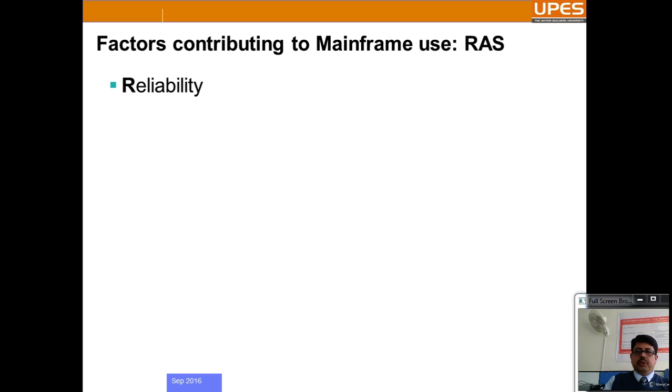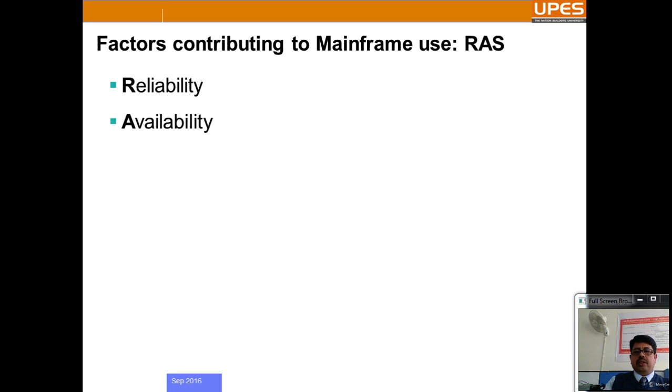For that, they work with multiple processors in parallel, which are compared with each other. Only then does it provide, or execute, the result for the end users. In that way, mainframe machines are highly reliable machines.